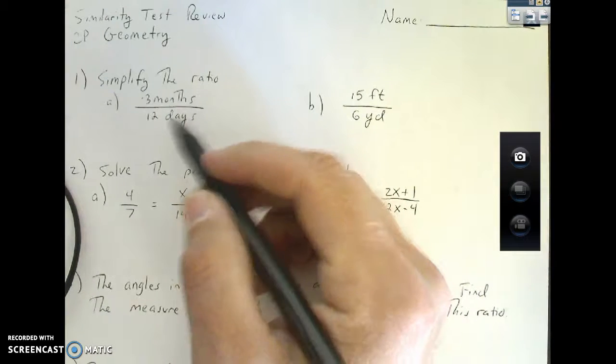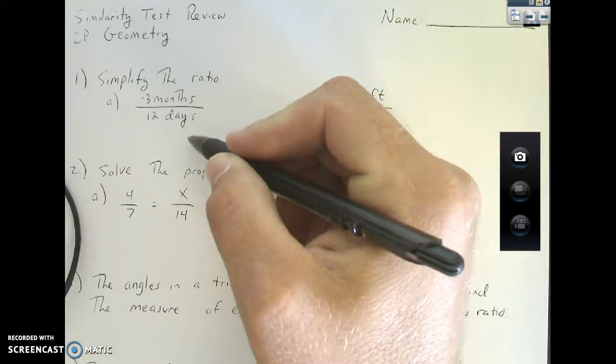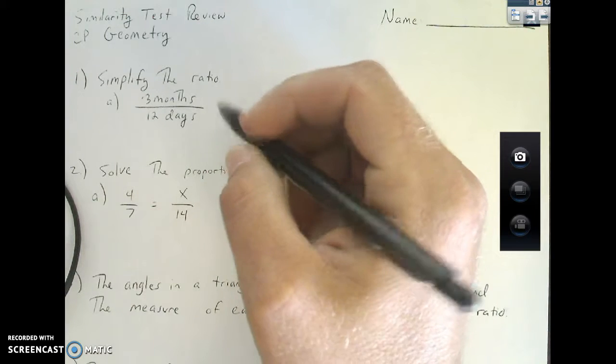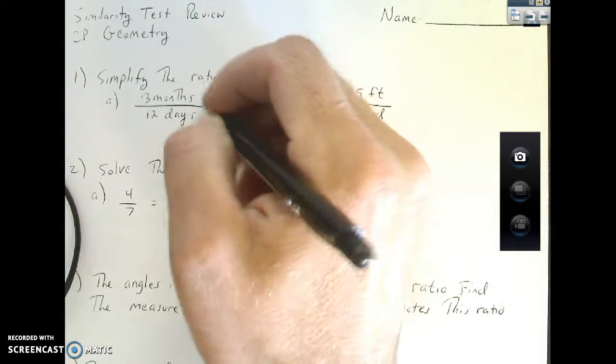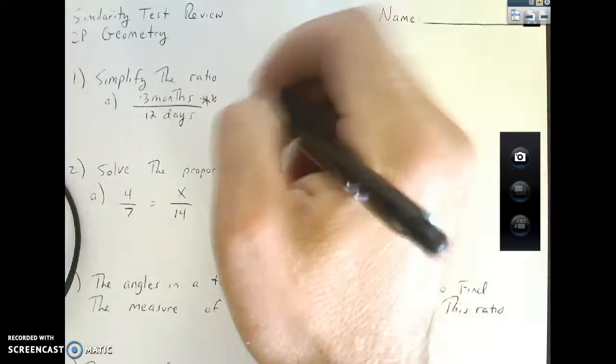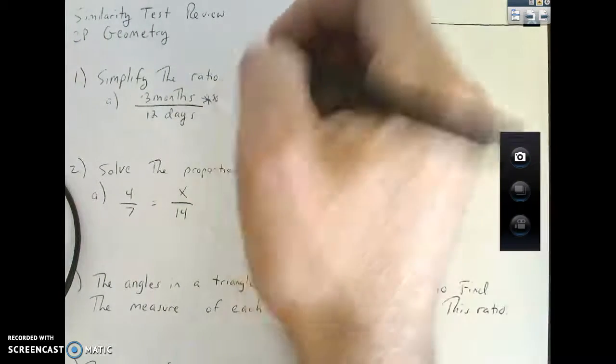Simplify the ratios, 3 months to 12 days. I know there are 30 days in a month. Okay, we're going to call that roughly. So I am going to say 3 times 30. Yes, I know that some months have more, some months have less, but I'm going to call it 30. Okay, and I'll give you guys that.